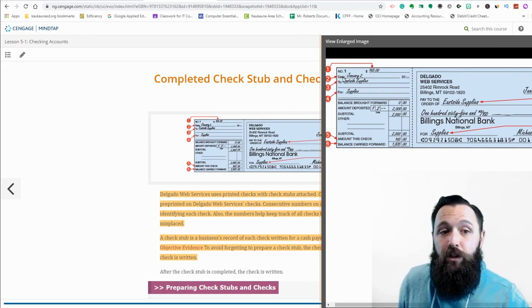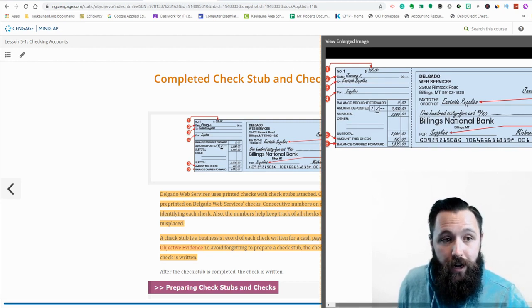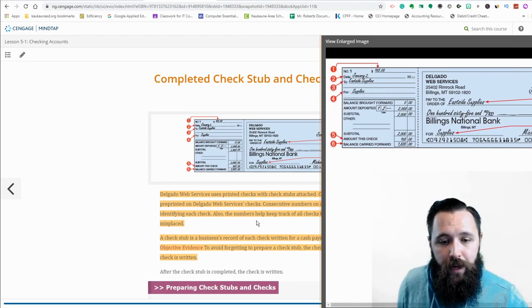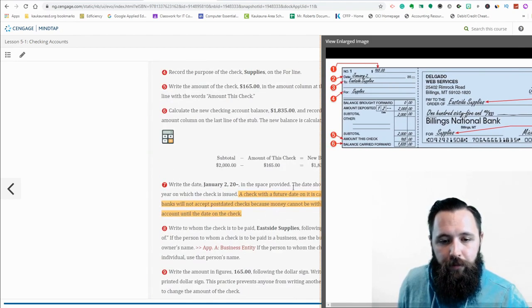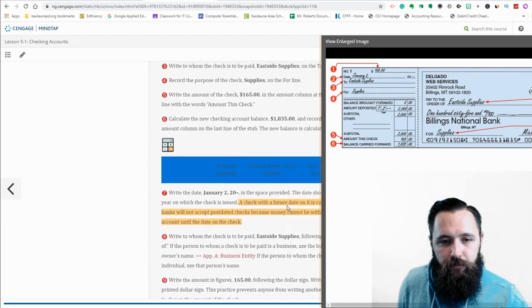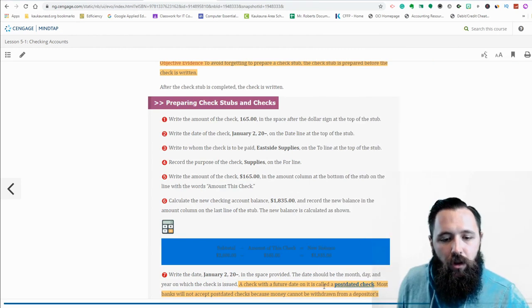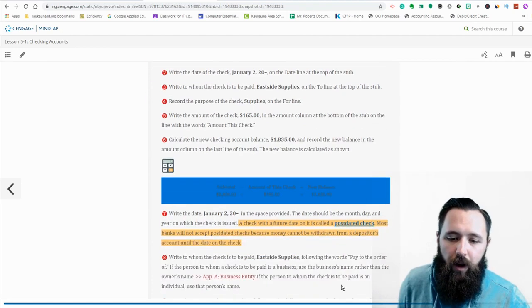In spot number 2, we're going to put in the date of the actual check. So the date of this check is January 2nd. We can see it right here. Now, sometimes we have this term down here, and I can't see it right now, but here, I'll pull it up. A check with a future date is called a post-dated check. This is a term you're going to want to know, okay?